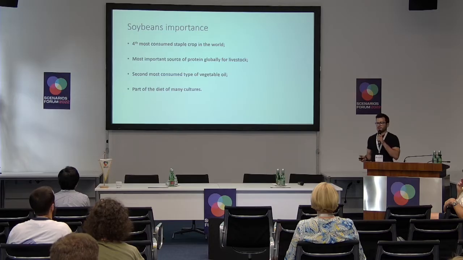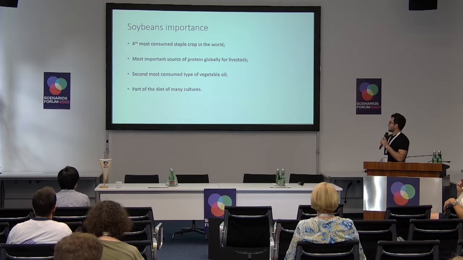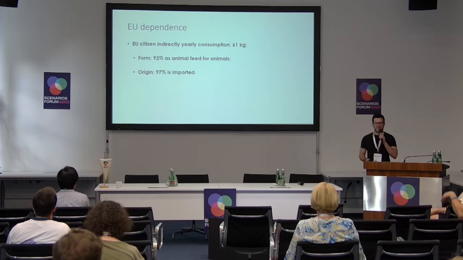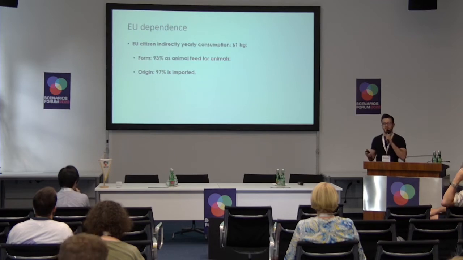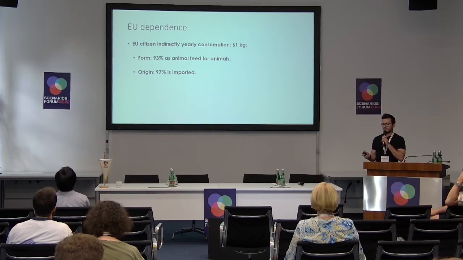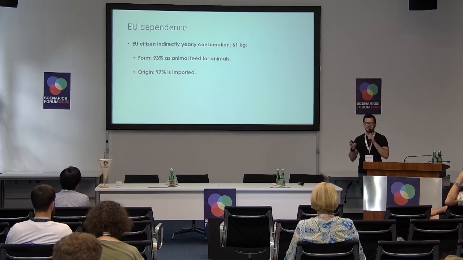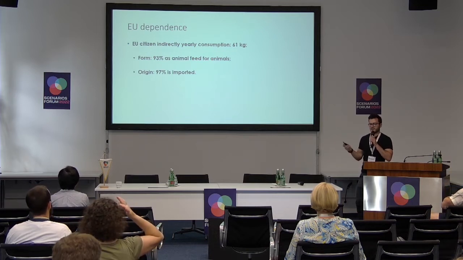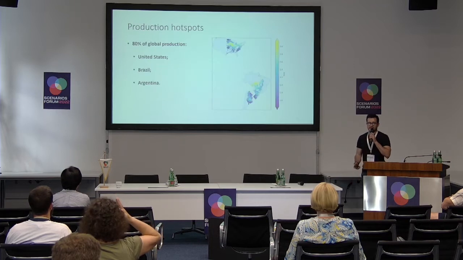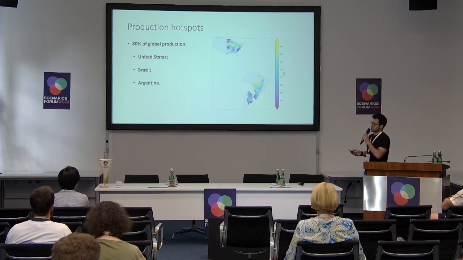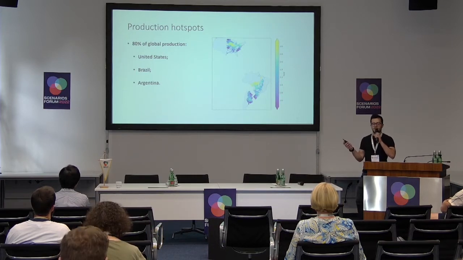And they are also widely used as a vegetable oil and also in many human cultures. Because of this, the EU is very dependent on soybeans, but there is an interesting fact that it is not direct consumption, but rather indirect consumption through the use of soybeans as livestock feed for animals. And the thing is, the EU produces no soybean whatsoever, which renders this interesting situation where it has to import almost 100% of what it consumes in Europe.